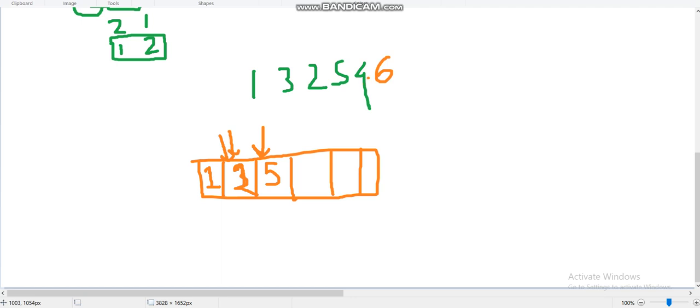Now when we try to find the lower bound of 4 in the array, it will also give us this location. Now we'll just modify the value of 5 to 4. Now again we'll try to find the lower bound of 6 here. It will give us this location. So we'll just put 6 here. So our LIS is 1 2 4 and 6.